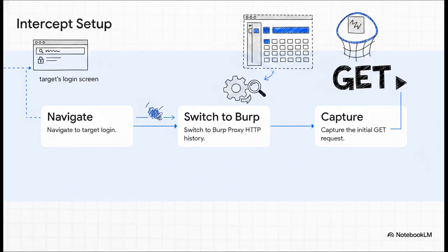So here is the chronological blueprint to set up our wiretap. Step 1, we navigate to the target's login screen in our browser. Step 2, instead of actually logging in, we immediately switch over to our Burp Suite interface and open the proxy tab, specifically looking at the HTTP history subtab. And step 3, we look through that history to capture the initial GET request that our browser made just by loading up that login page.